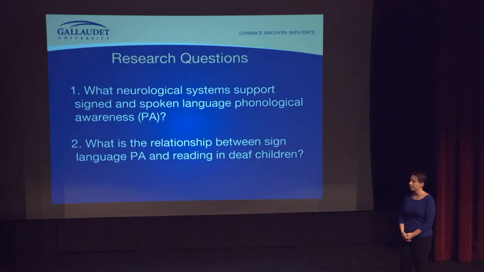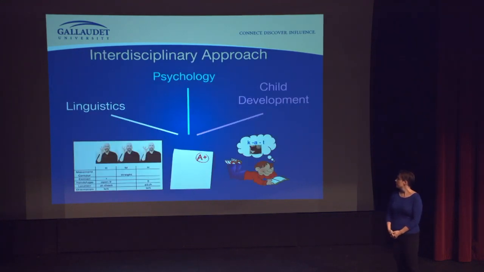So our studies have typically focused on spoken language phonological awareness only, and our study is looking at sign language phonological awareness and the correlation to reading. We also want to look at what parts of the brain support phonological awareness in both sign language and spoken language, and are those structures similar or different?